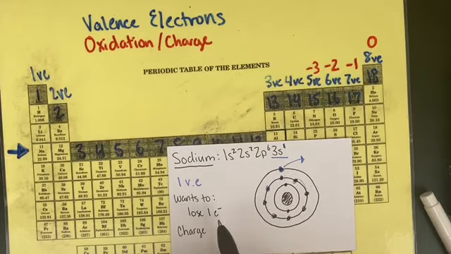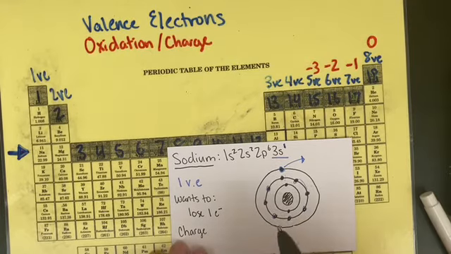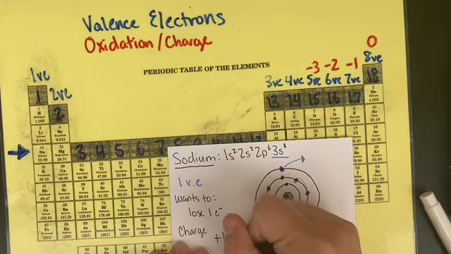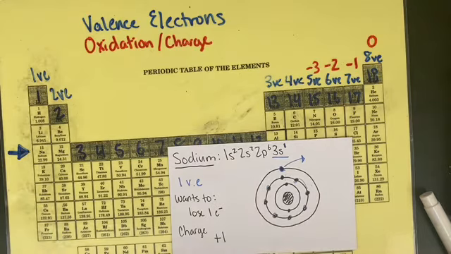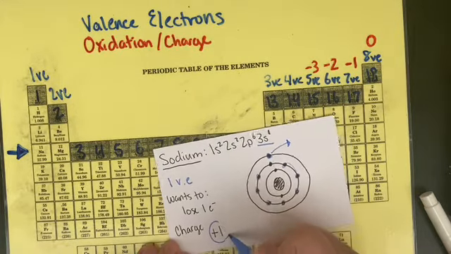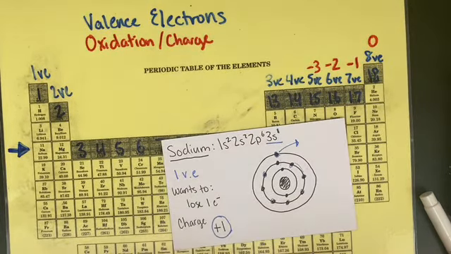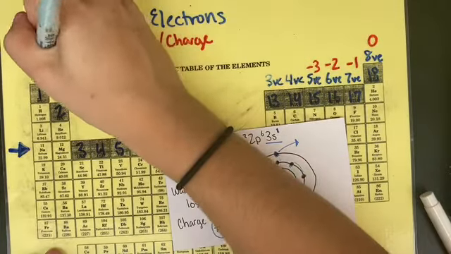And we know that if an atom loses an electron, it becomes a cation, which is a positive ion. So it's going to have a charge of +1. So that means all the elements in group 1 are going to get a charge of +1.